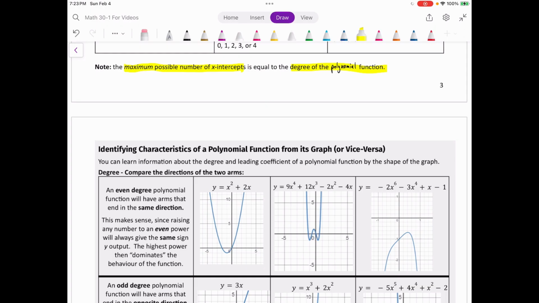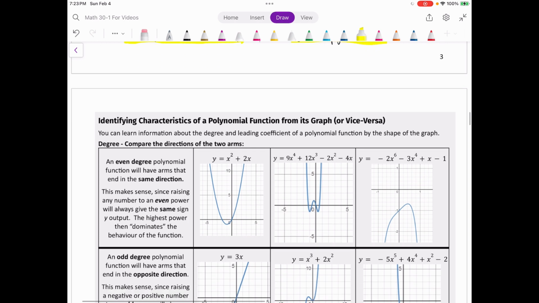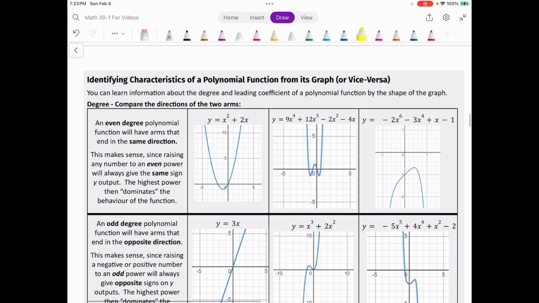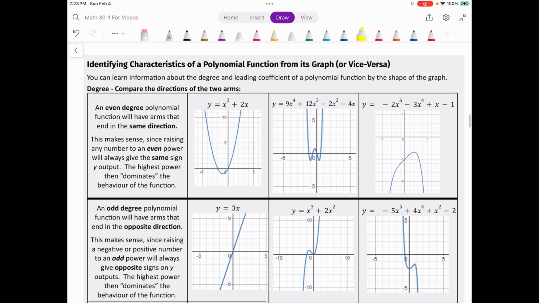All right, so the degree we know can tell us about the maximum possible number of x-intercepts. But it can actually tell us something else, and we were kind of getting into it a little bit there, but let's really think about this now, okay? So the shape of the graph is going to tell us about the equation's degree and leading coefficient, and vice versa. The equation can tell us about the shape of the graph if we know how to connect the degree and the leading coefficient to the behavior of the graph.